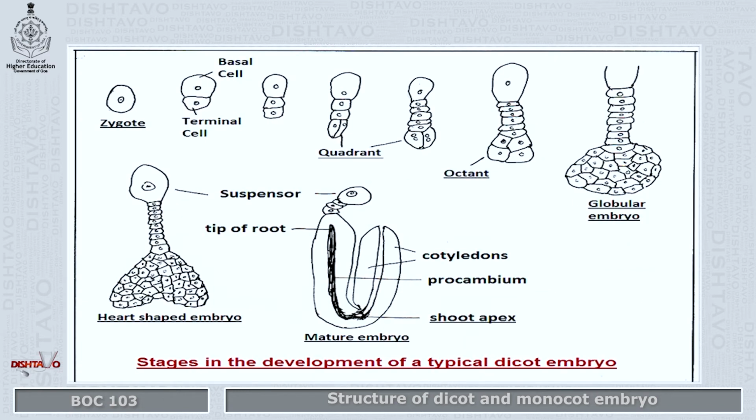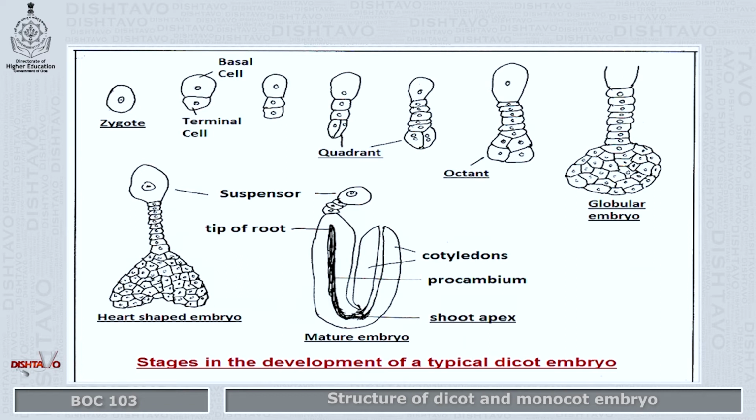Let us see briefly the stages in the development of a typical dicot embryo. The development of the embryo from the zygotic stage is referred to as embryogenesis. The zygote, once it is formed, goes through a period of rest and does not divide immediately. In contrast, the primary endosperm nucleus divides immediately and does not undergo any period of rest.